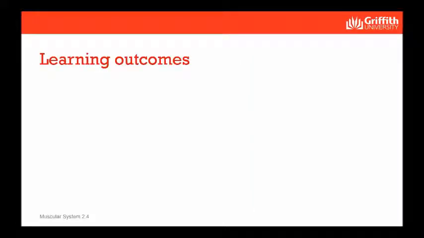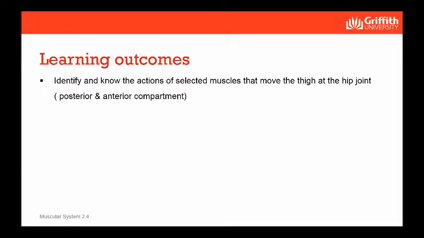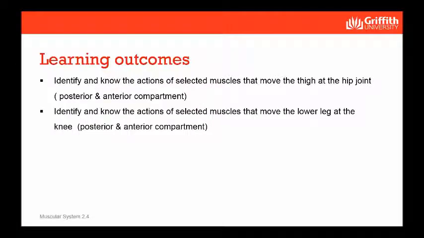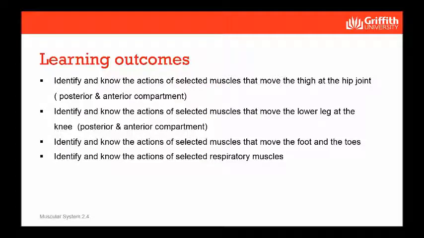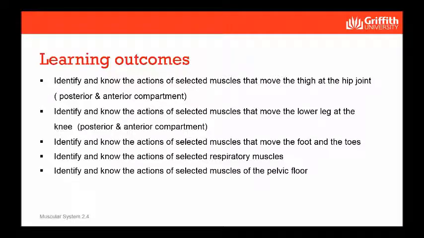The learning outcomes for Topic 2.4 are to be able to identify and know the actions of selected muscles that move the thigh at the hip joint, posterior and anterior, to identify and know the actions of selected muscles that move the lower leg at the knee, posterior and anterior, identify and know the actions of selected muscles that move the foot and the toes, identify and know the actions of selected respiratory muscles, and to identify and know the actions of selected muscles of the pelvic floor.